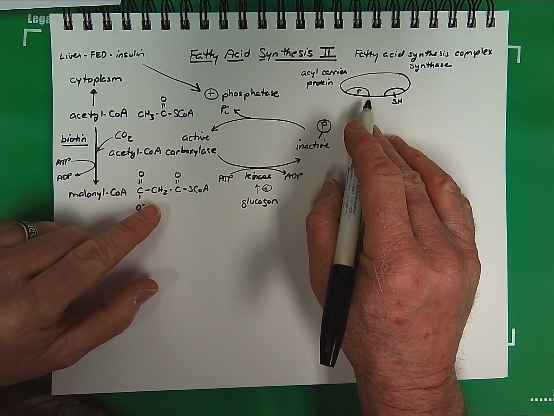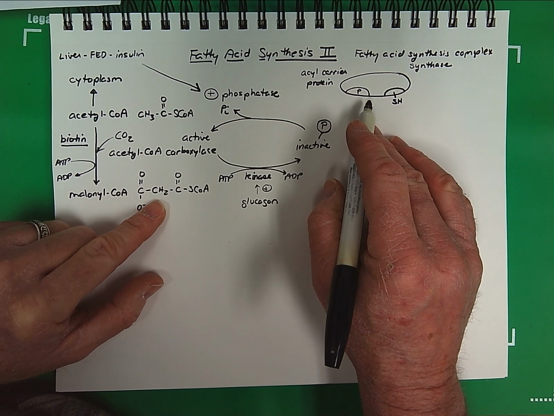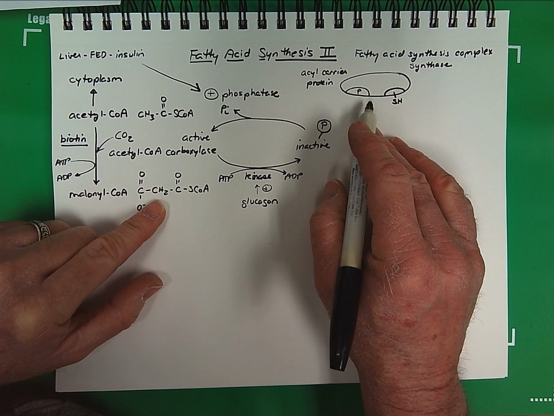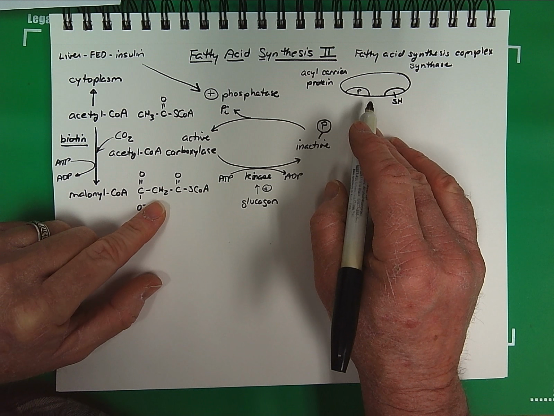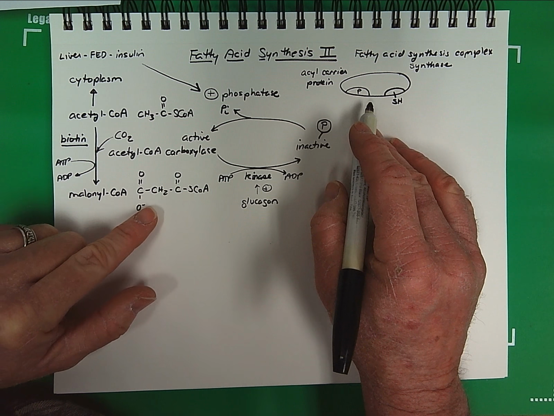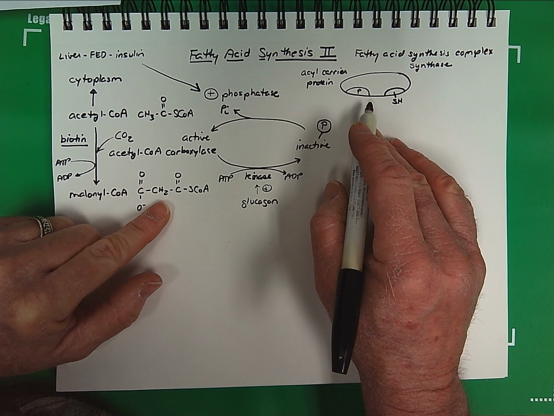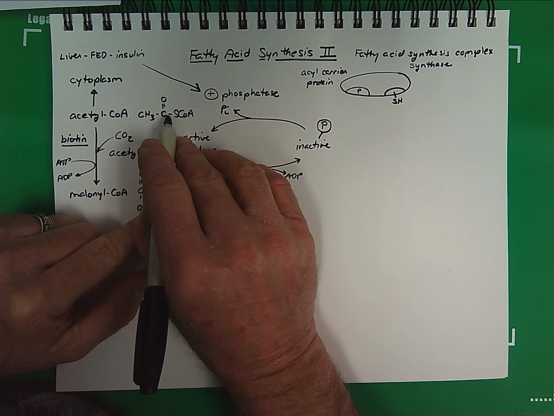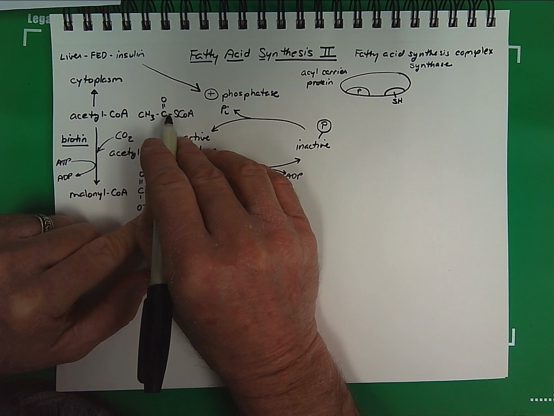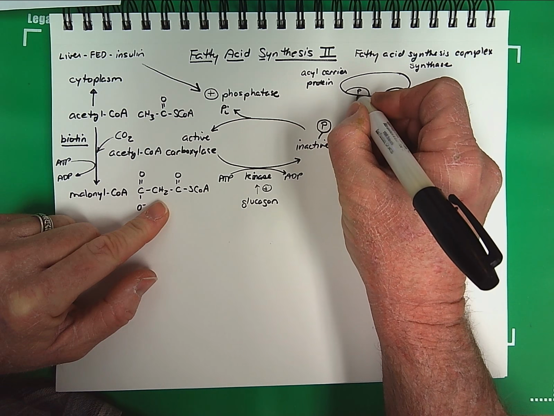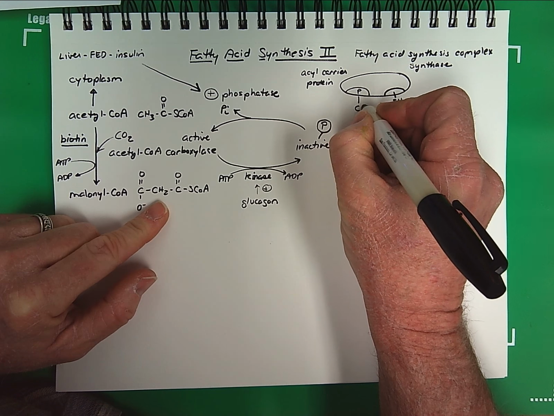So the first reaction we're going to perform is to take the molecule acetyl-CoA prior to its generation of malonyl-CoA, and we are going to hydrolyze the thiol ester bond to couple this acetyl group to the P site.